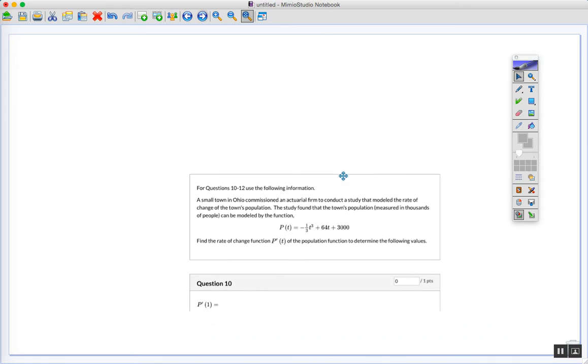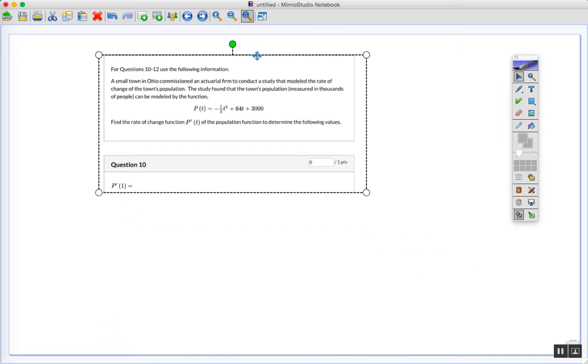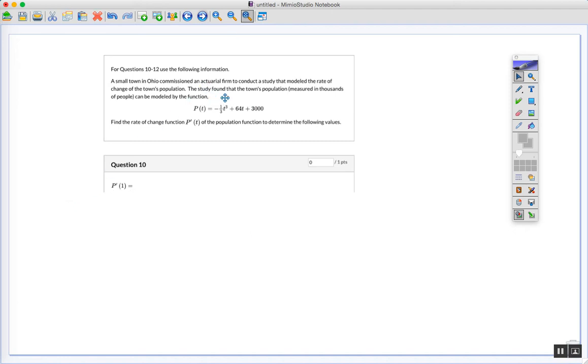Okay, and here this question is asking us, it gives us a population function, and it's asking us to find the rate of change of the population to help determine the following values. So again, you are taking the derivative of this population function, and you're evaluating it when x is 1. And that's really all there is to that.